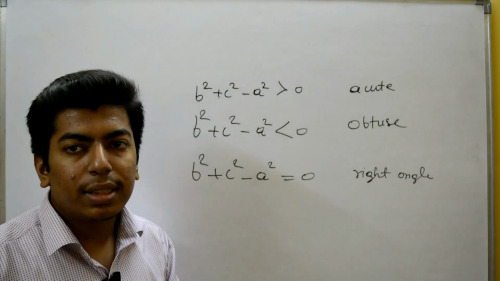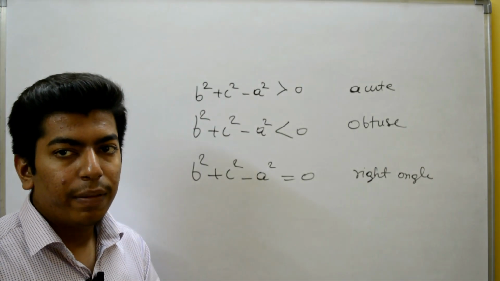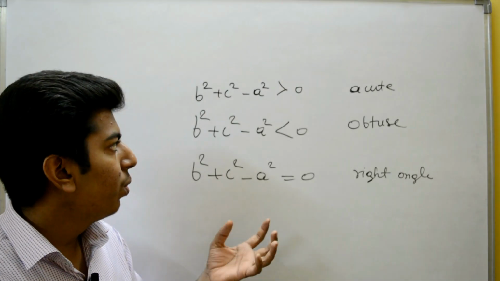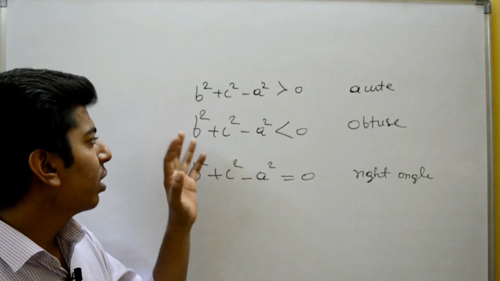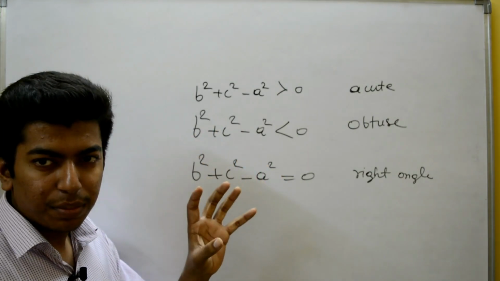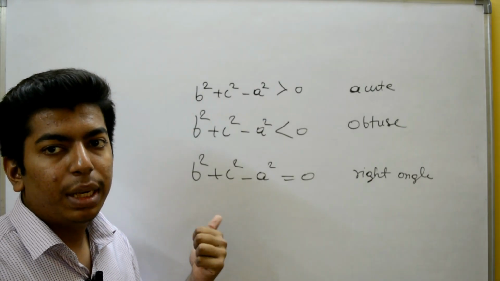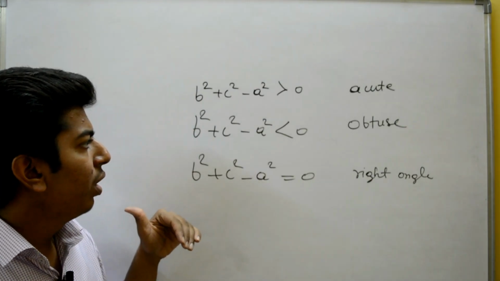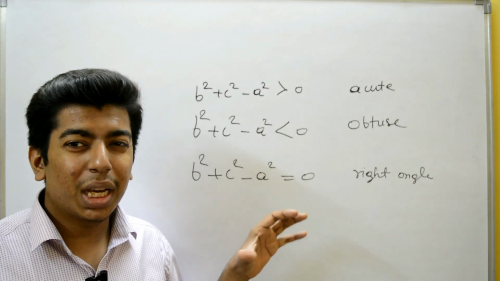In the board examination, the question may be like this: find which kind of angle the triangle has, having the sides A, B, C. So this remark is very useful there. Keep in mind this is not very important, but it may come.